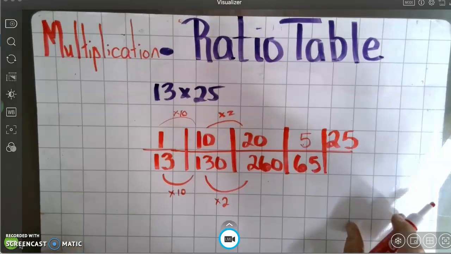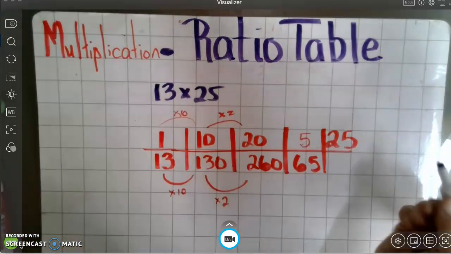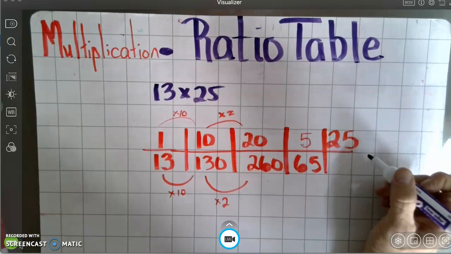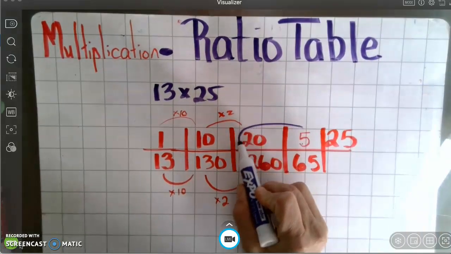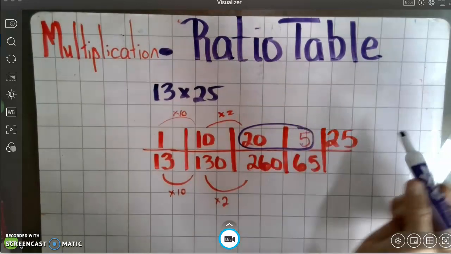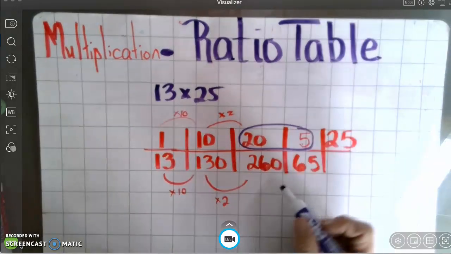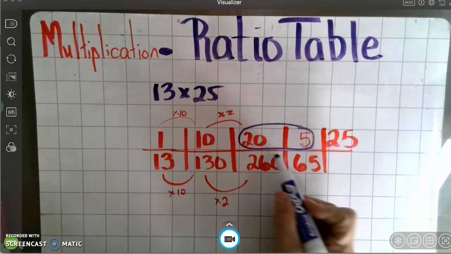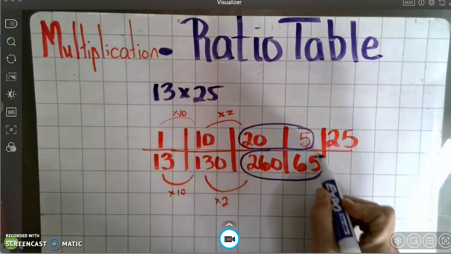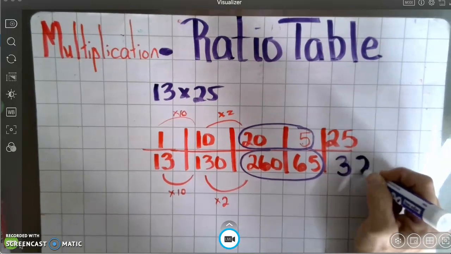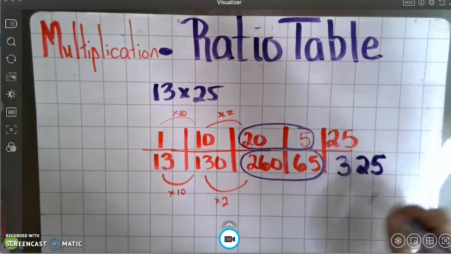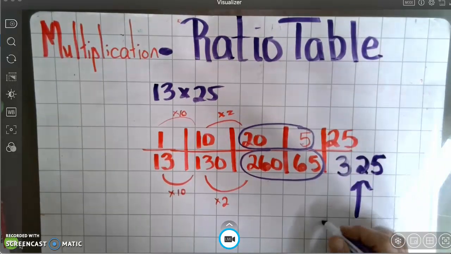Okay, I have everything I need to find out what 25 groups of 13 are. So 20 plus 5 is 25. So I have to add 260 plus 65, which gives me 325. That's my answer.